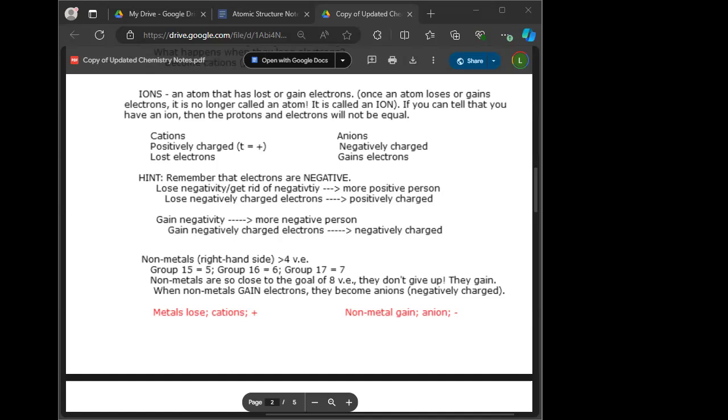So right, this is kind of the bottom line: metals lose and become positively charged cations, and then the nonmetals gain and become negatively charged anions.